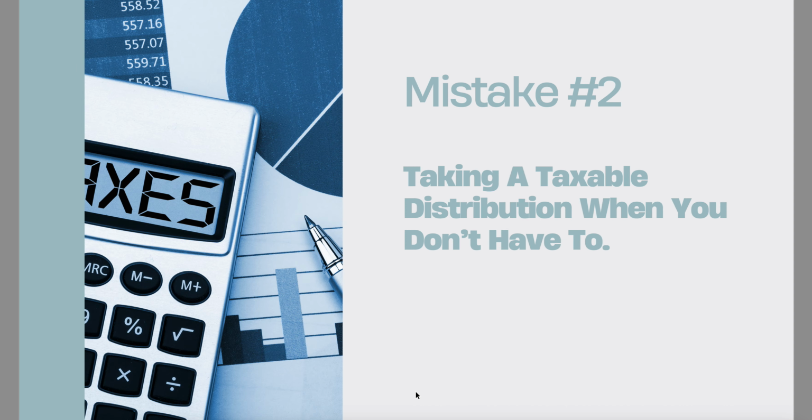So mistake number 2 is taking a taxable distribution when you don't have to. And there are a couple of mistakes that usually lead to this result. But the bottom line is, unless both spouses are going to be cash strapped, in a lot of divorce situations, there should be a way to make sure that each spouse is able to at least live for the relatively near foreseeable future without having to dip into retirement assets.